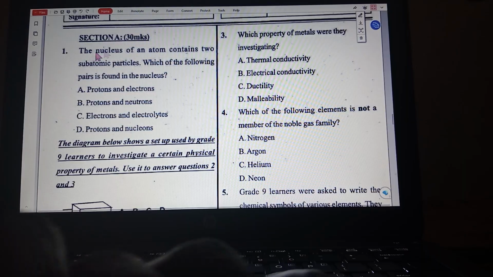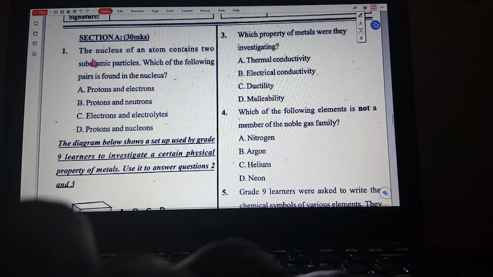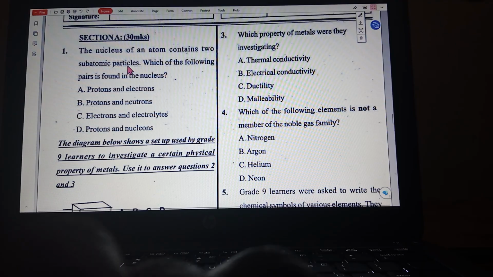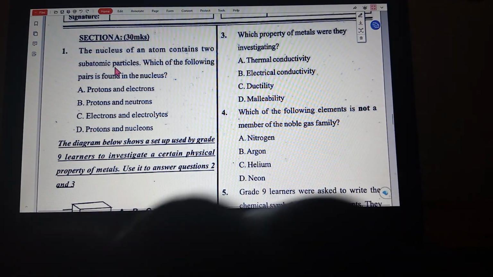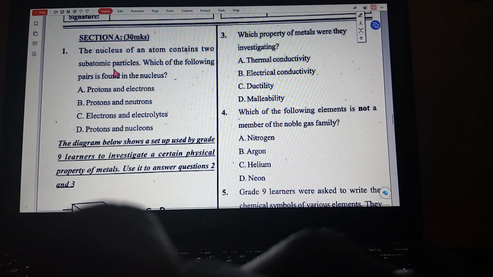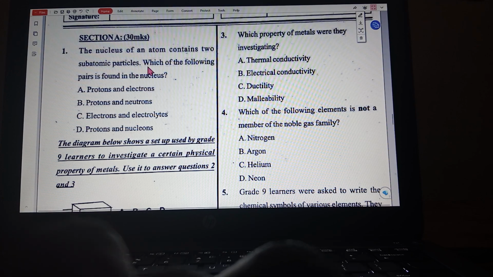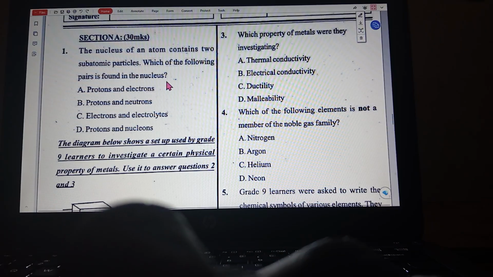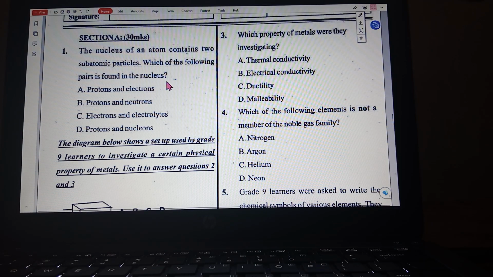It says, the nucleus of an atom contains two subatomic particles. Which of the following pairs is found in the nucleus?